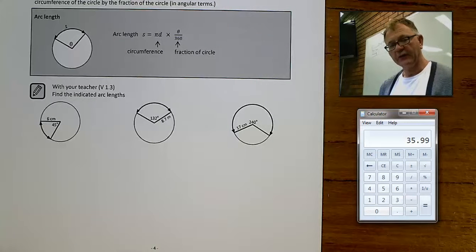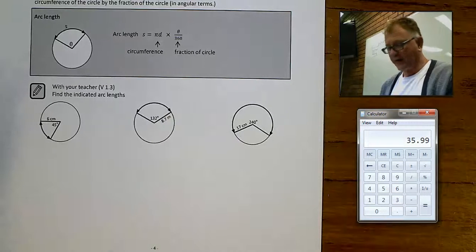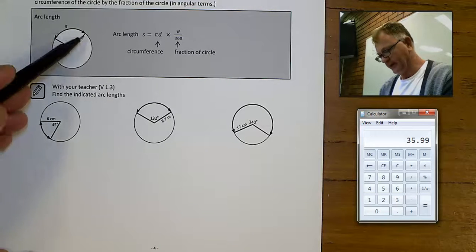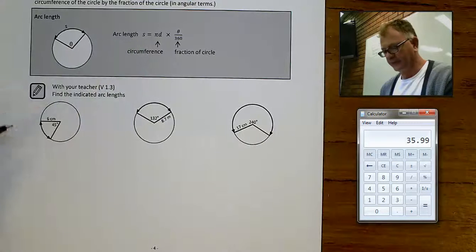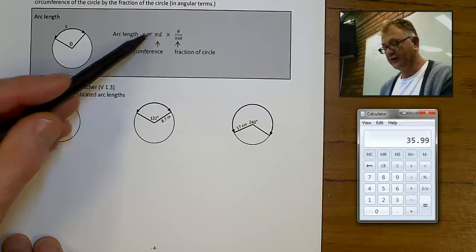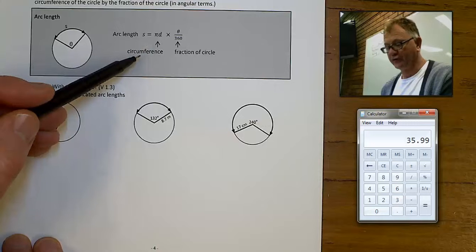In this video we're looking at working out some arc lengths. An arc length is the distance part of the way around a circle, so from here to here. And here's a formula for doing it. Arc length equals pi times the diameter. Now that's the distance around a full circle, it's the circumference of a full circle.